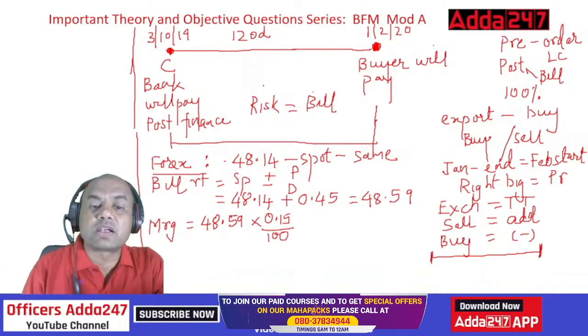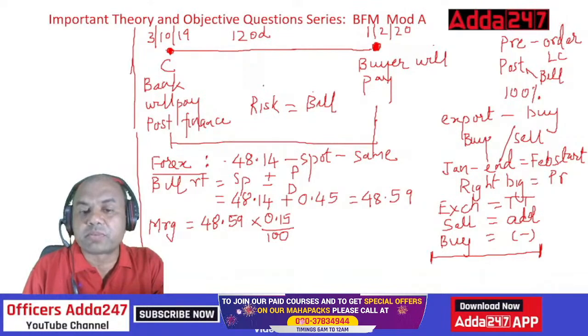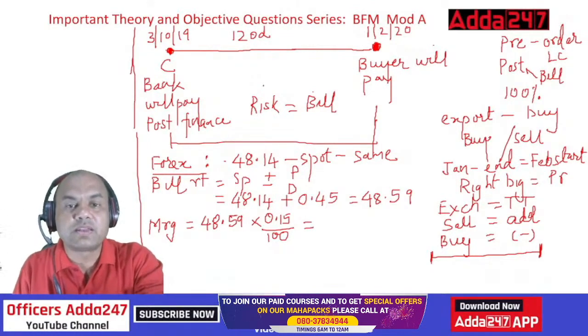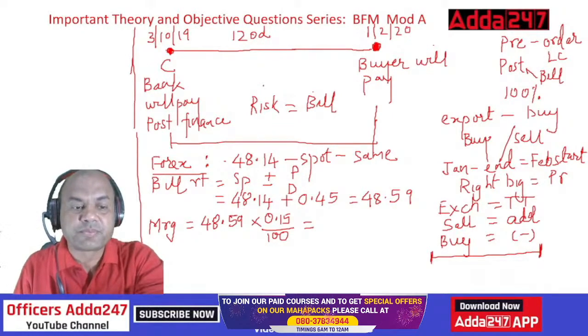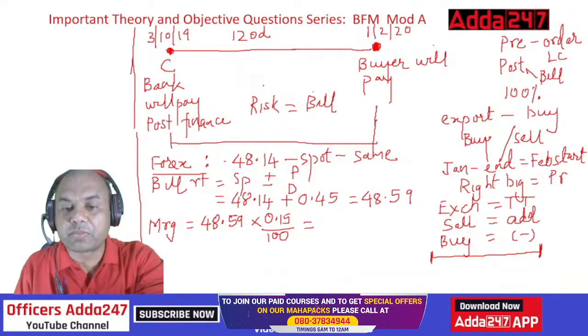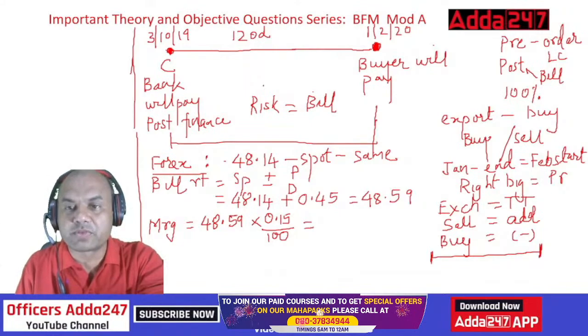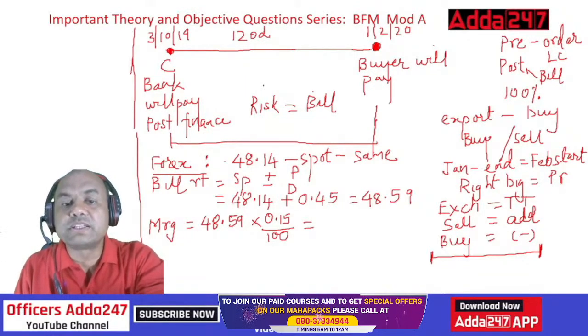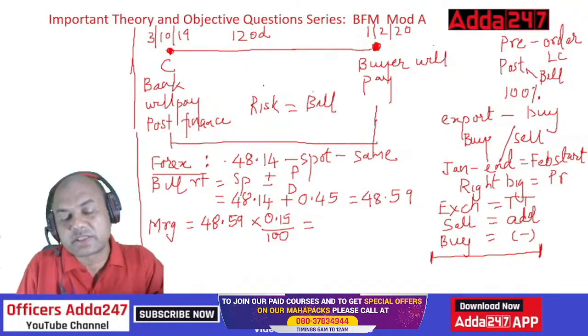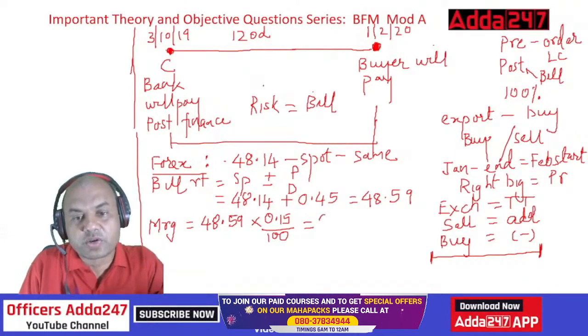Okay. So what is the rate now? 48.59 into 0.15 upon 100. Calculate it, everyone. What is the answer you are getting? 48.59, let me try it myself also. 48.59 into 0.15%, which means 0.15 upon 100, 0.0015. Right. So it becomes 0.072. What are you getting, guys? Are you getting the same? Let me see. Correct.